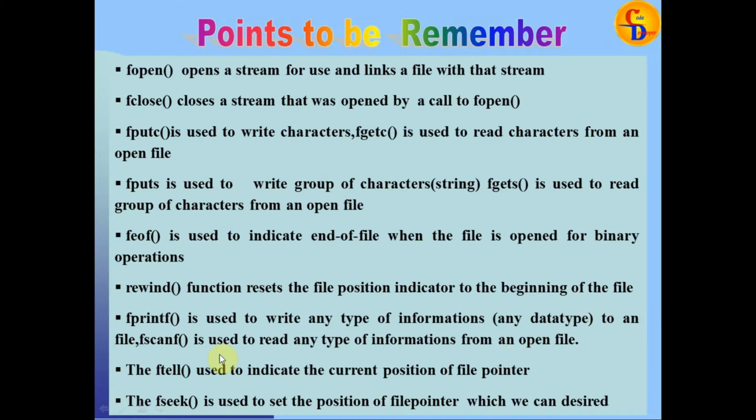To a file, fscanf is used to read any type of information from an open file. So fprintf is used for writing all kinds of data information to the file. The fscanf function is used for reading the different kinds of data formats from the file. Then ftell() is used to indicate the current position of the file pointer. Then fseek() is used to set the position of the file pointer, which we can decide.